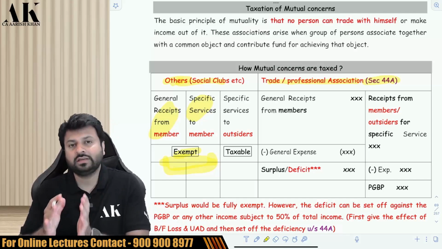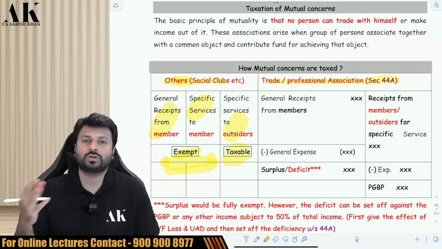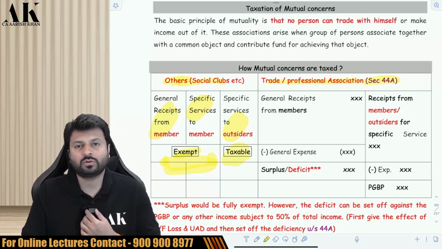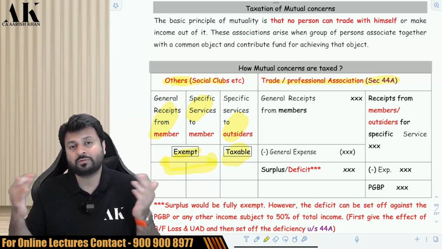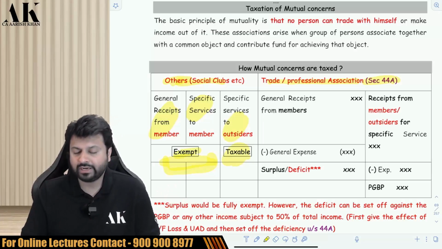Now, the third one. If this social club provides services to outsiders, then obviously it is taxable. The question of mutual concern will go then, because now you are not providing services to ourselves, but you are providing services to outsiders. Therefore, it would be taxable now. Okay. Now let's talk about trade and professional association.